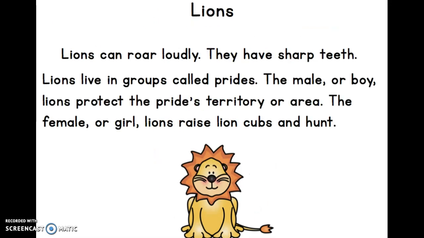Okay, now it's your turn to practice finding the main topic. I'm going to read you a new article called Lions. See if you can find the main topic. Lions. Lions can roar loudly. They have sharp teeth. Lions live in groups called prides. The male or boy lion protects the pride's territory or area. The female or girl lions raise lion cubs and hunt.